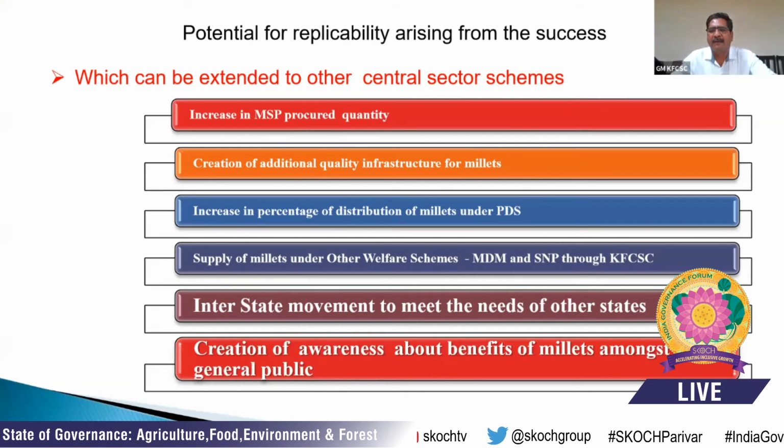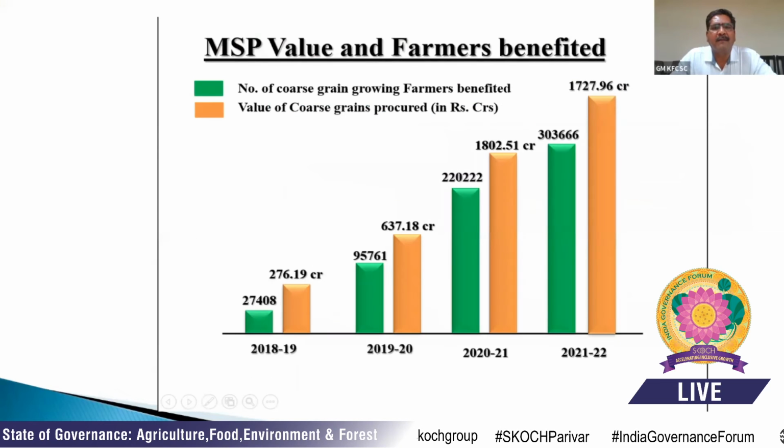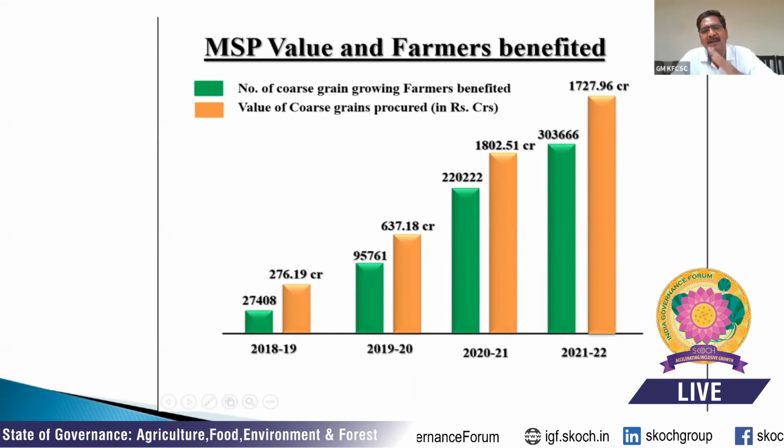Sir, you can see the graph here. You may get our entire information, sir. In 2018-19, the total number of farmers benefited under MSP is 27,408, and we procured 276.19 crore of millets, sir. And then in 2019 to 2021, it is all progressive, sir. It increases, sir.